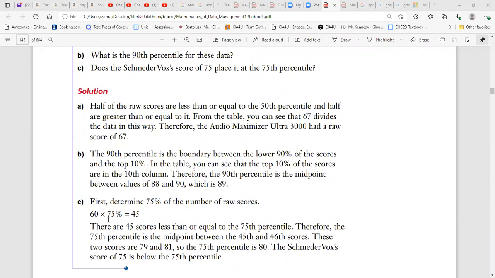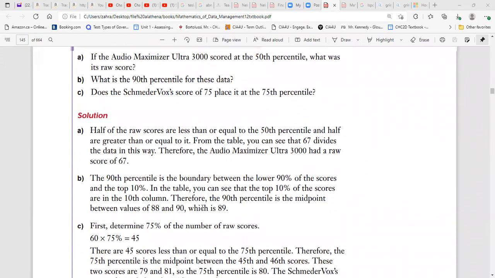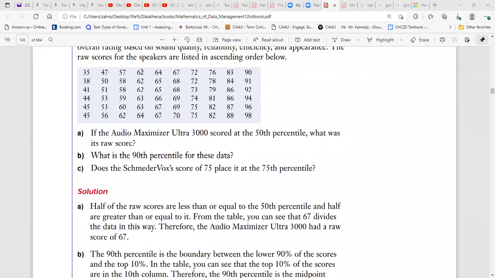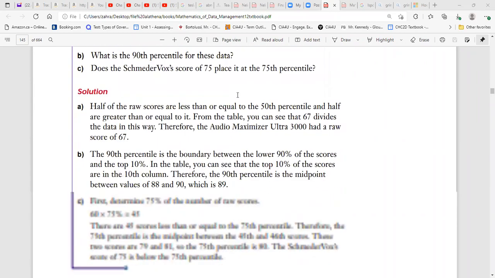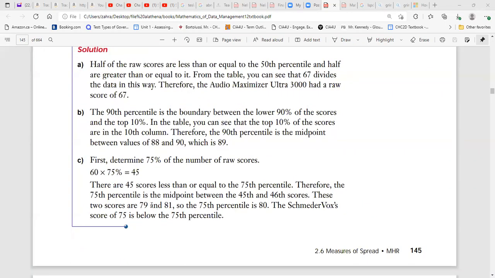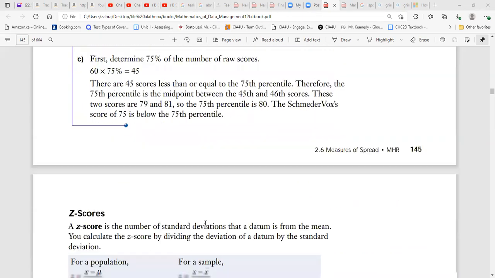And for 75%, let's see what it is. It's the 45th score, right? So 79 and 81. So the 75th percentile is 80, just taking the average, adding and dividing by 2, to get 80. Therefore, the score of 75 is below the 75th percentile, since this is going to be 80, right?